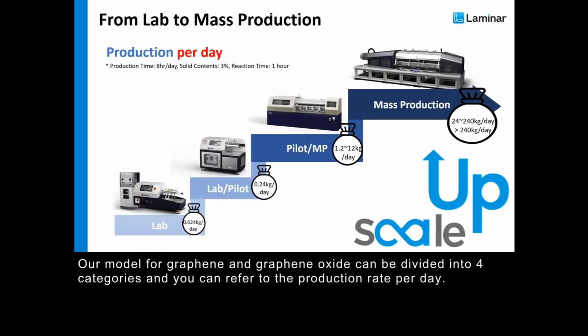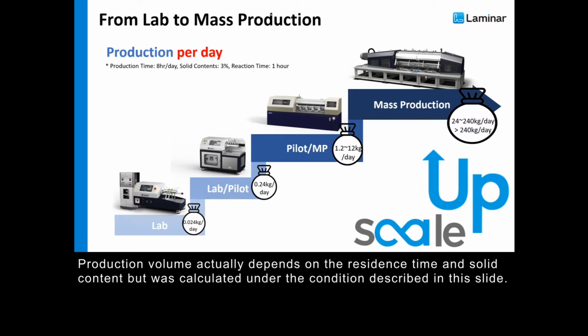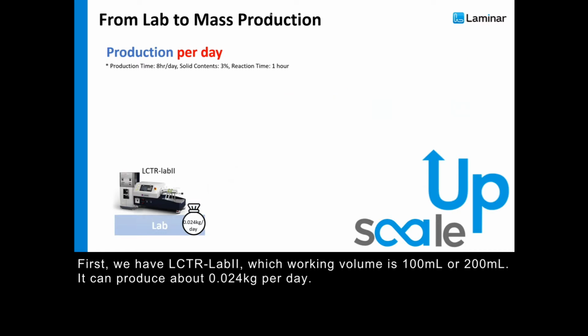Our models for graphene and graphene oxide can be divided into 4 categories, and you can refer to the production rate per day. Production volume actually depends on the residence time and solid content, but was calculated under the conditions described in this slide. First, we have the LCTR Lab 2 model, which has a working volume of 100 milliliters or 200 milliliters. It can produce about 0.024 kilograms per day.